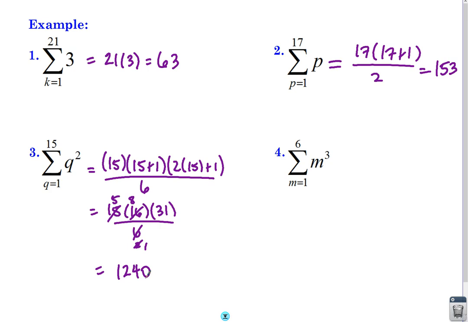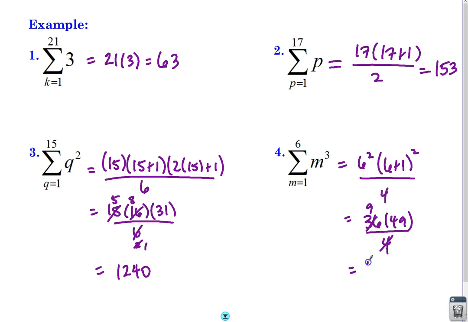Cool. Moving on. M cubed, I know we didn't do this on the last slide, but the example showed us that we would do n squared times n plus 1 squared all over 4. Well, in this case, it's just 1 to 6. So 6 squared times 6 plus 1 squared all over 4. So 36 times 49 over 4, basically 49 times 9 is 441.